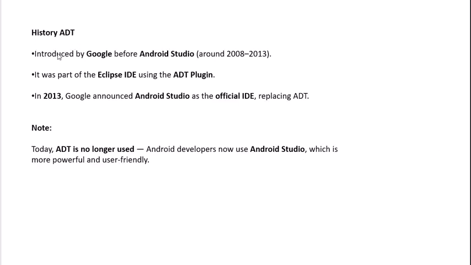History of ADT. It was introduced by Google before Android Studio, around 2008 to 2013, and it was part of the Eclipse IDE using the ADT plugin. In the 2010s, Google announced Android Studio as the official IDE, replacing ADT. Note that today ADT is no longer used. Android developers now use Android Studio, which is more powerful and user friendly.